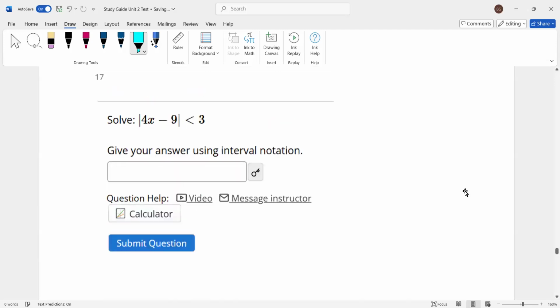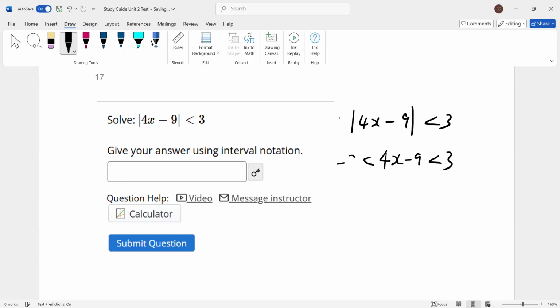Solve the absolute value inequality. We have the absolute value of 4x minus 9 less than 3. This is one of the basic absolute value inequalities. Look at the formula that I gave you. We can directly rewrite this inequality as 4x minus 9, the stuff in the middle of the absolute value symbol, less than 3 and bigger than negative 3. So now we have a compound inequality, and we are going to solve it.